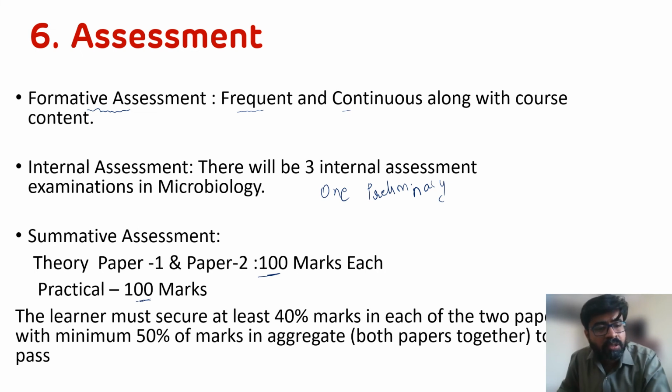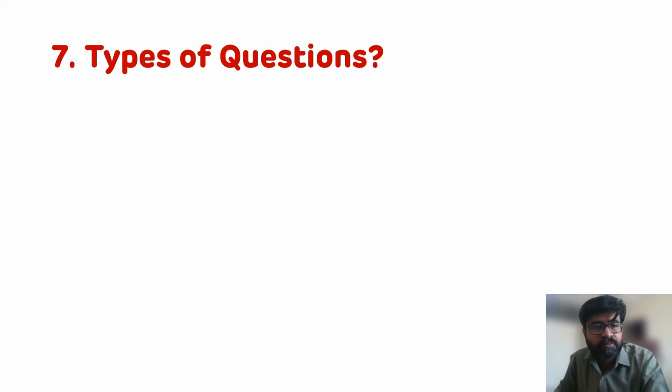The student should know here that they have to secure at least 40% marks in each of the two papers, with a minimum of 50% aggregate mark of both the papers together, as the passing criteria. So they have to get a minimum of 50% marks and at least 40% in each of the theory papers.